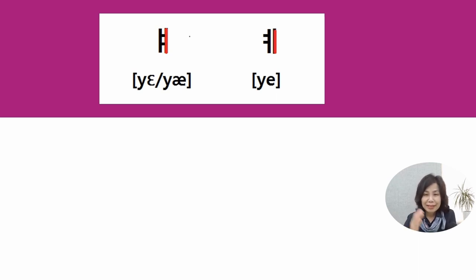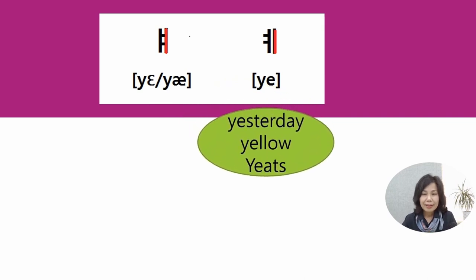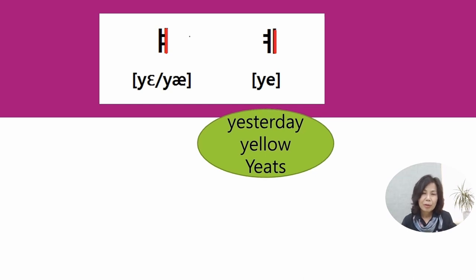Let's see the second one. Compared to the first one, jaw raised and say ye, ye. We can find this sound in yesterday, yellow, and a poet name, Yates. But the two sounds are very similar. It may be helpful if you remind the low e and high e.